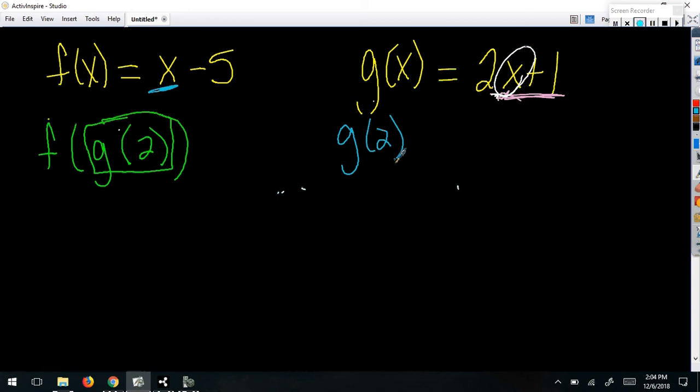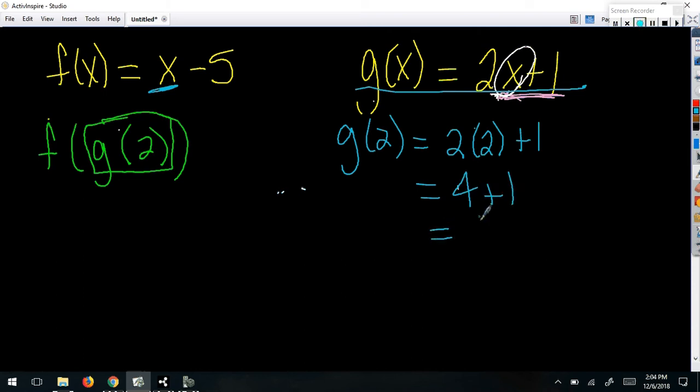How? This is what I showed you in the very beginning. Plug in 2 for x. Here's g of x. So g of 2 is 2 times 2 plus 1. That's exactly right. So 2 times 2 is 4, plus 1 is 5. So that's half of it.